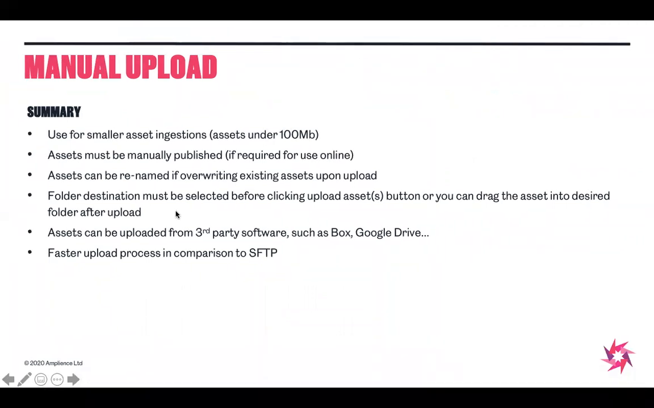Via manual upload, you can upload from third-party software such as Box and Google Drive. And obviously this is a faster upload process than SFTP, it's immediate. So those are the key two differences between SFTP upload and manual upload.